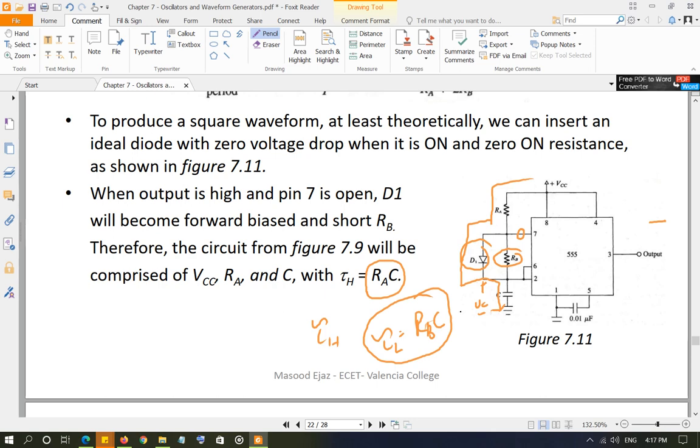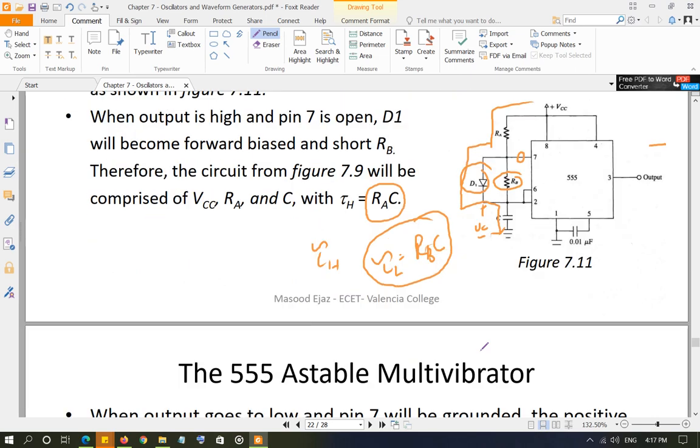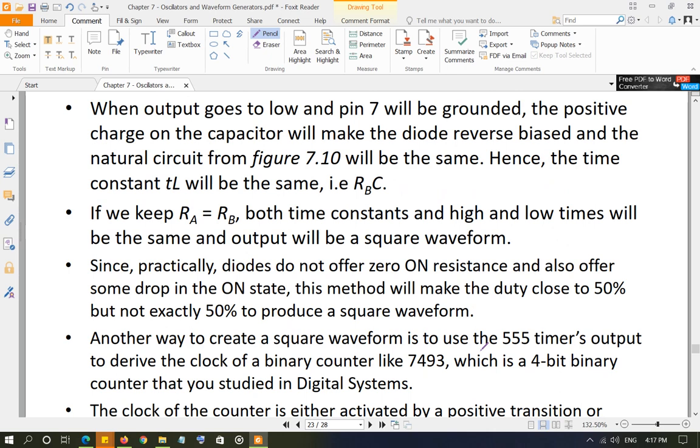So one time period is RA times C, which is the high time period. One time period is RB times C, which is a low time period. If we want it to be a square waveform, at least theoretically, because we are considering the diode to be ideal, all we have to do is take RA and RB to be equal, and the waveform at the output is going to become a square waveform. So that's one technique to do that.